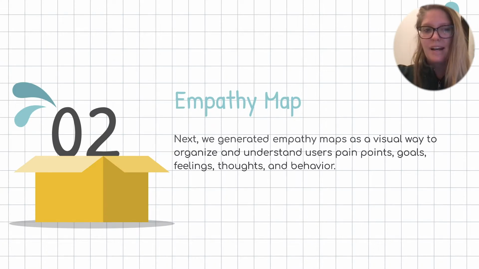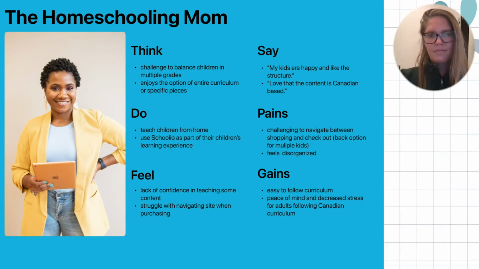So next up was the empathy map. An empathy map is basically a visual way to organize and understand the different feelings and thoughts of a user. We took the information from the user research to collect this data and put it together. As you can see, there are two. The first is the homeschooling mom, and it shows what she thinks, does, feels, says, her pains and gains.